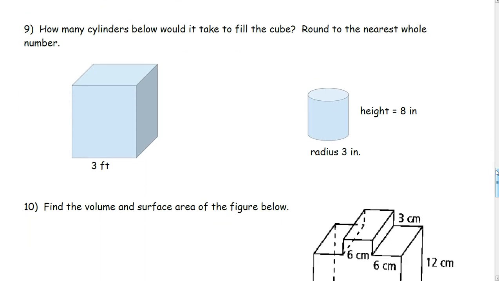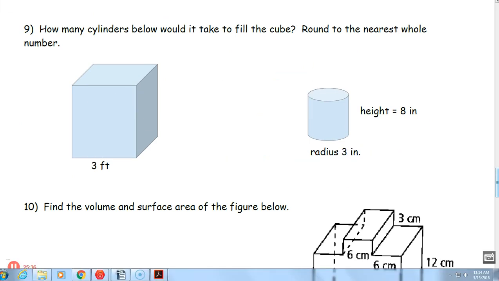Moving it on down. How many cylinders below would it take to fill the cube? So fill would be volume. This is a cube, so it's really 3 by 3 by 3. So this has a volume of 27 cubic feet. 3 times 3 times 3. This shape over here is in inches, so I'm going to have to do a conversion in a minute. But let's get this volume.